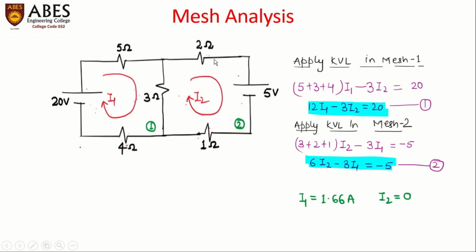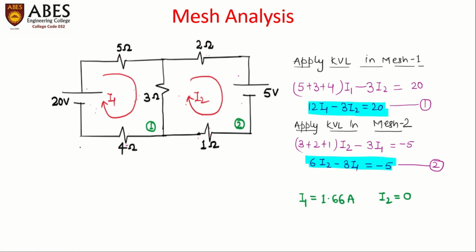Now in the 2 ohm resistance, the current is I2 because it is the outer branch of this mesh and the current flowing in this mesh is I2. That's why the value of the current is 0 ampere. Similarly, you can write here the current in the 1 ohm resistance is 0 ampere. The current in the 4 ohm resistance is I1, that is 1.66 ampere.